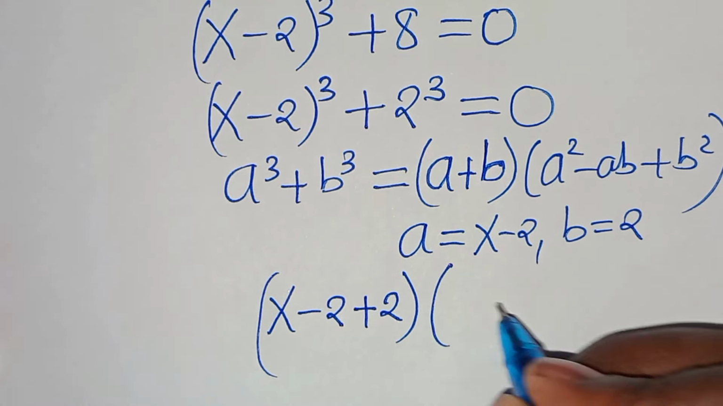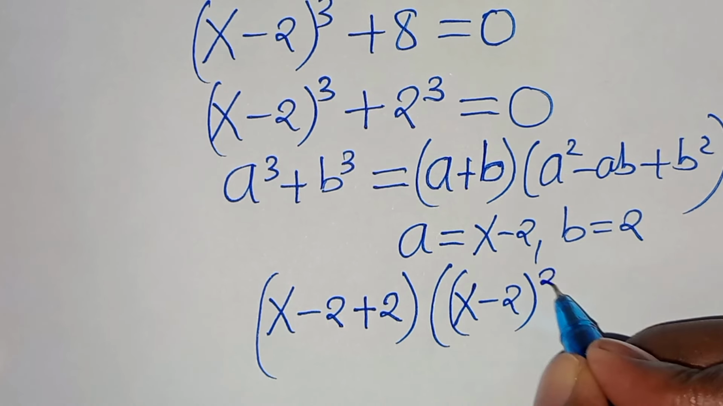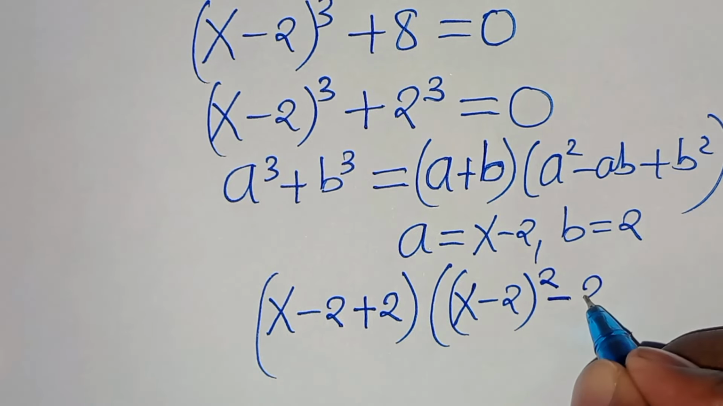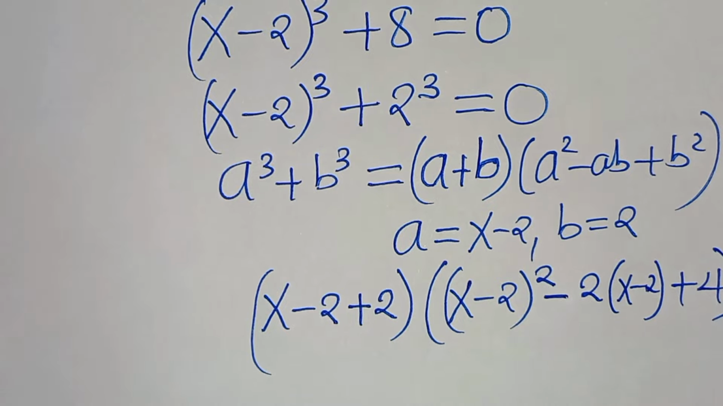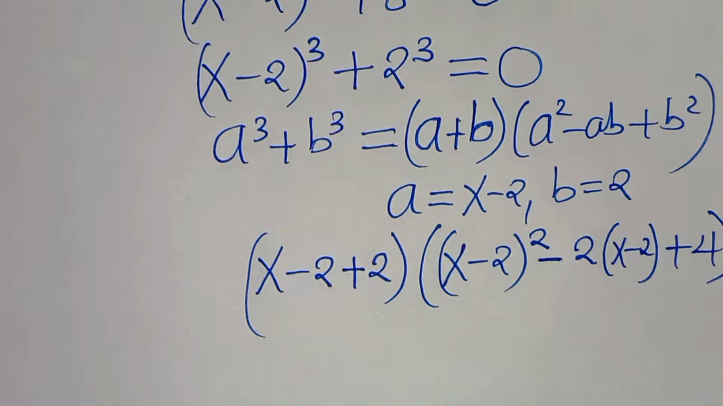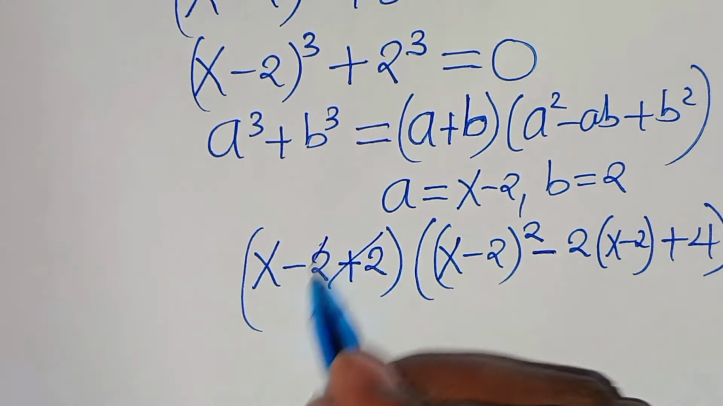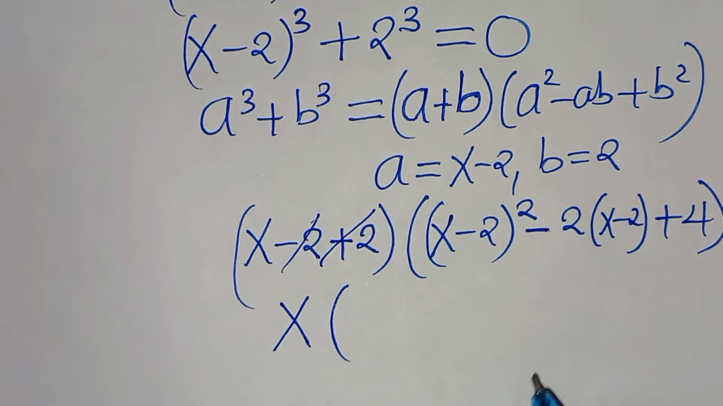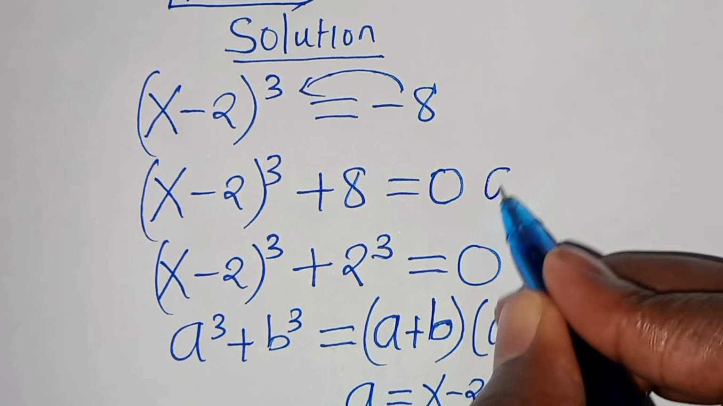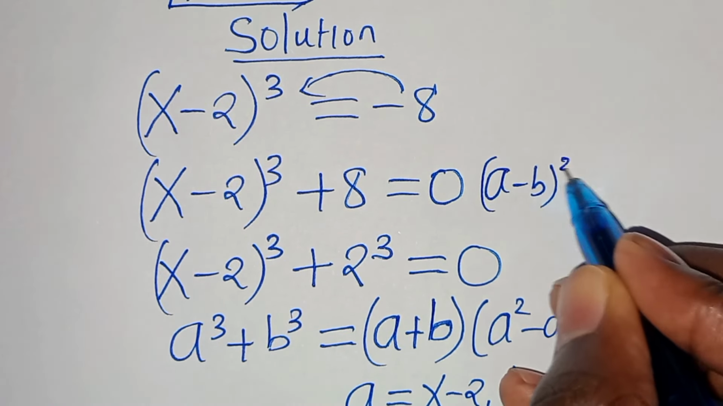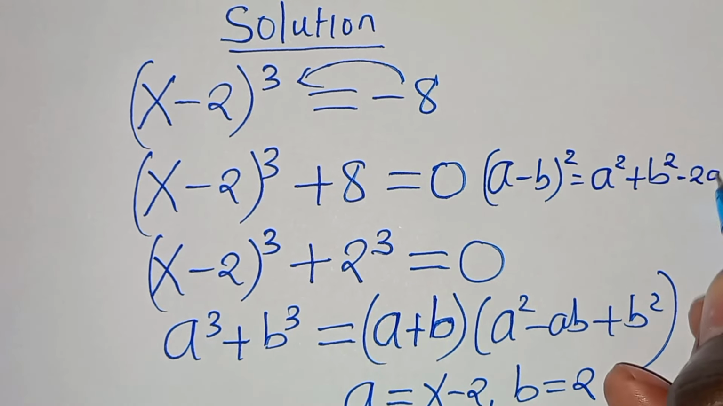So we have (x - 2 + 2), then (x - 2)^2, then subtract 2 multiplied by (x - 2), then plus 2 squared, which is 4, equal to 0. So this implies that -2 plus 2 simplifies so that we have x into the parentheses. This is (x - 2)^2. Remember, this is in the form of (a - b)^2, which can be expressed as a^2 + b^2 - 2ab.